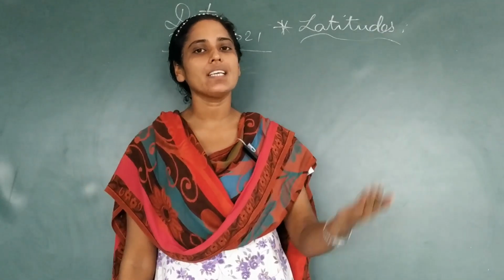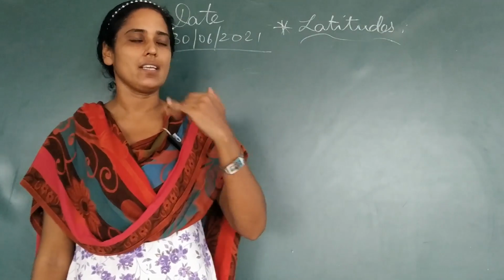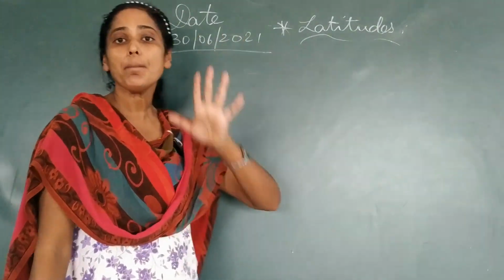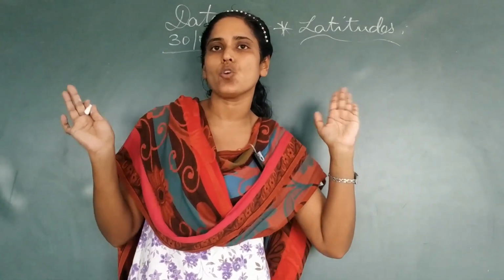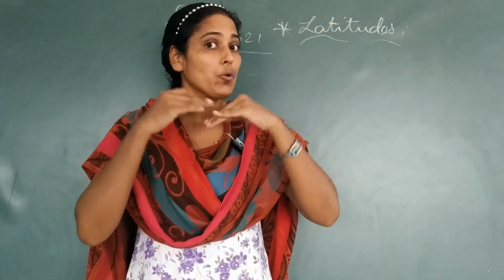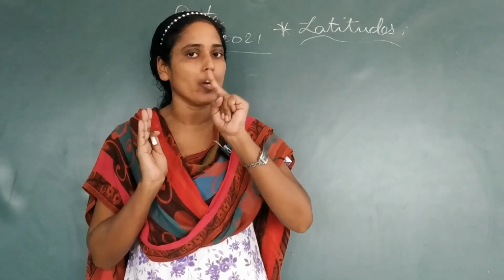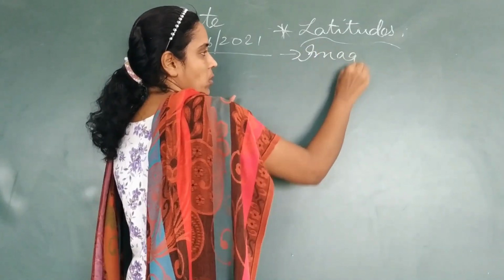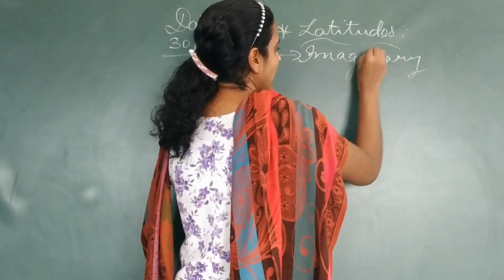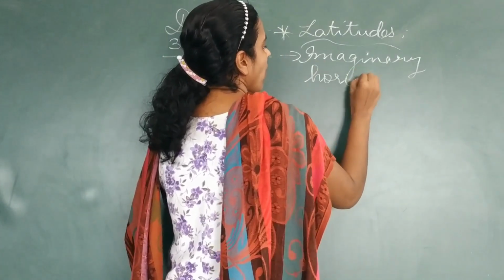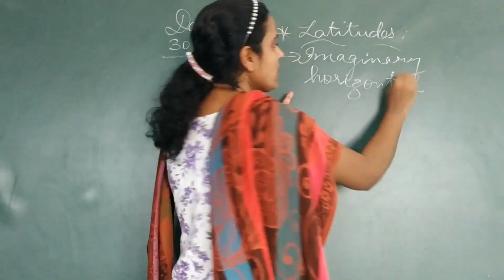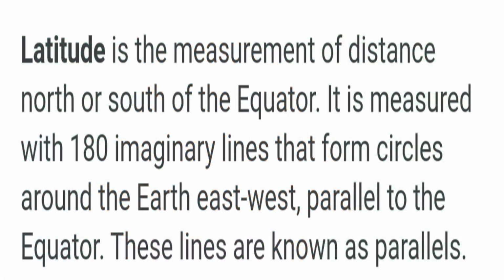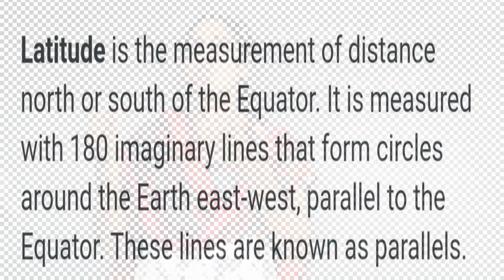So students, let's see both the concepts in detail. First we will see about the latitudes. Okay students, latitudes are imaginary horizontal lines drawn on the Earth's surface. Students, you have to imagine these things in geography. And these lines are drawn for specific measurements of some areas or regions.